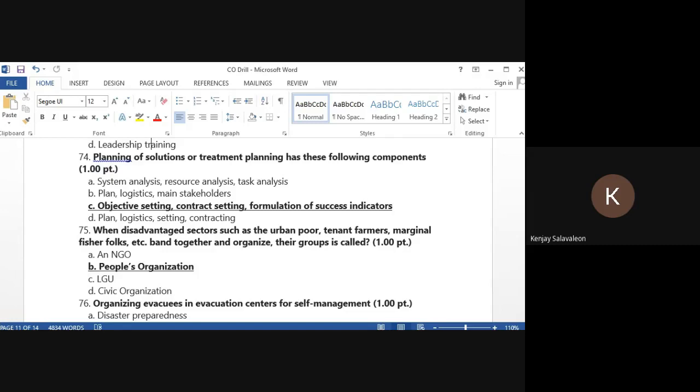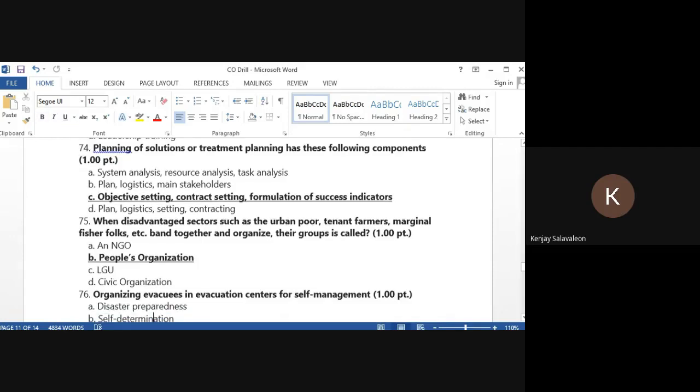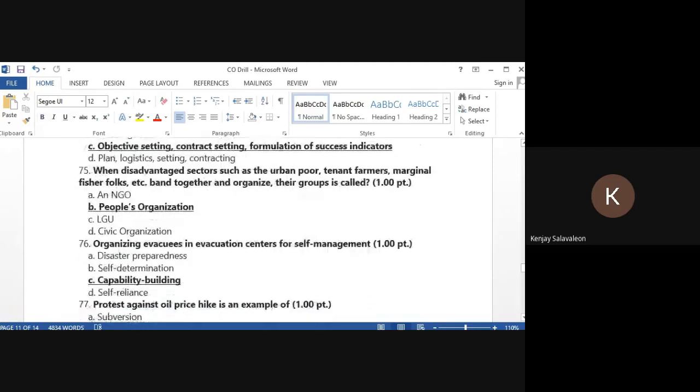Every year, nagkakaroon sila ng nag-iiba yung indicators. So, hindi talaga all throughout the 4Ps from its conception up until na institutionalized na, hindi tayo magkakaroon ng solid na database as to the effectiveness and efficiency of the program. Because walang success indicators na simula. Nag-iiba. 75. When disadvantaged sectors such as the urban poor, tenant farmers, marginal fisher folks, etc.